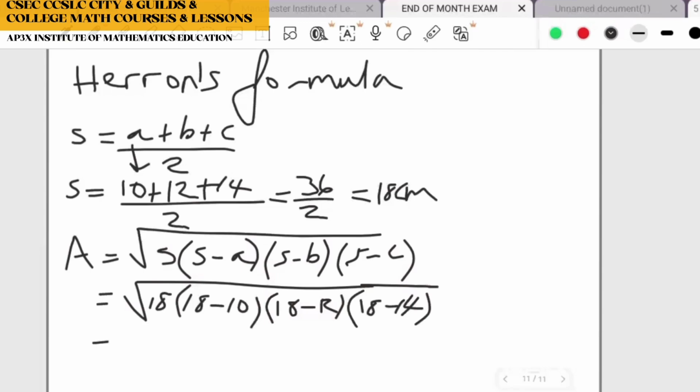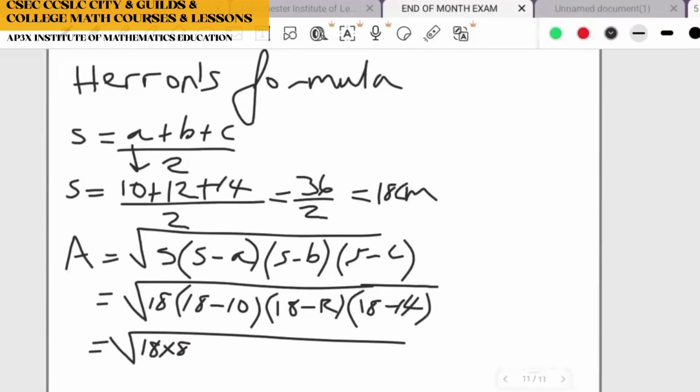All right, square root then of 18. And from our PEMDAS class, we learned that bracket implies multiplication. So that's 18 multiplied by 18 take away 10. That's going to give us 8.